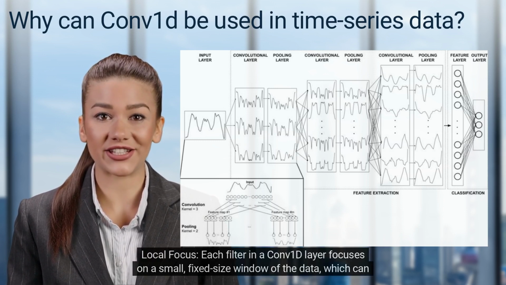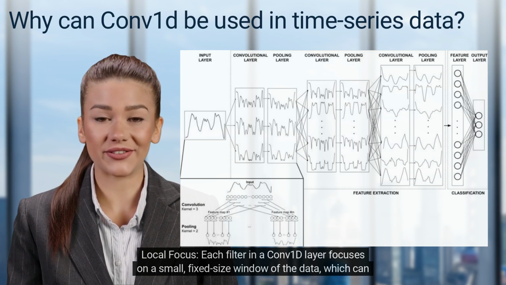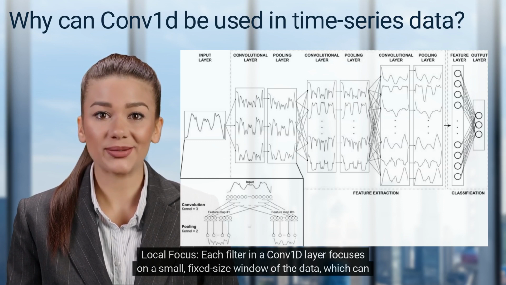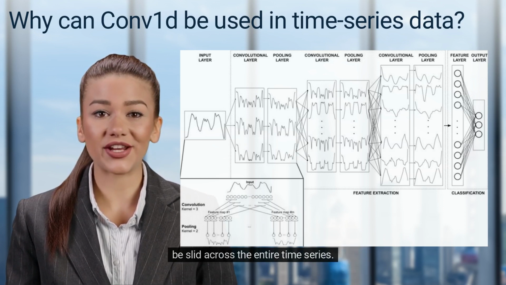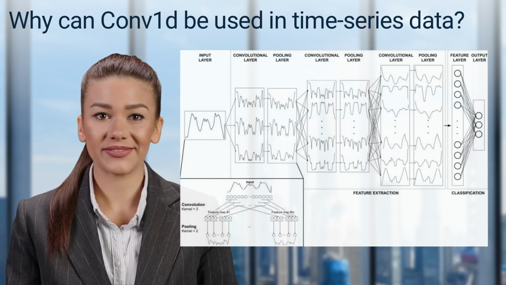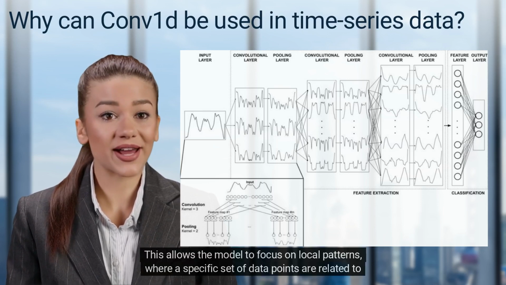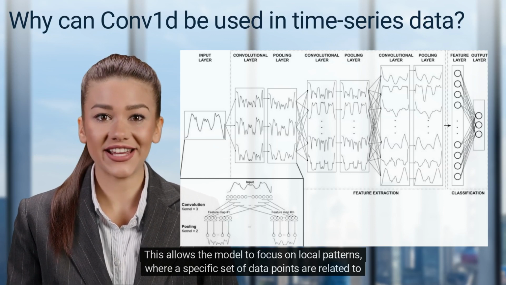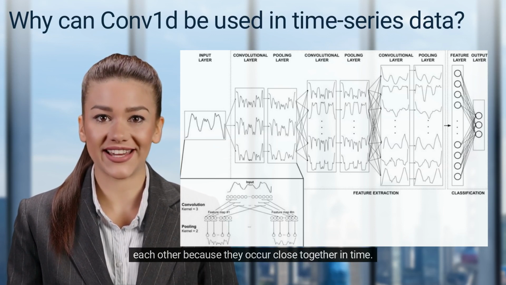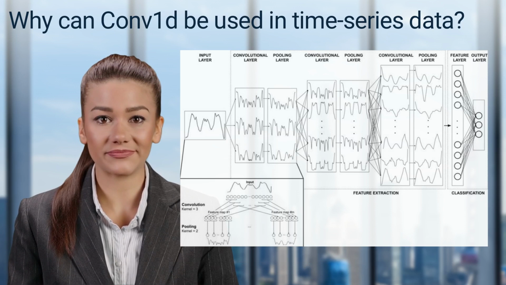Local focus. Each filter in a conv1d layer focuses on a small, fixed-size window of the data, which can be slid across the entire time series. This allows the model to focus on local patterns, where a specific set of data points are related to each other because they occur close together in time.